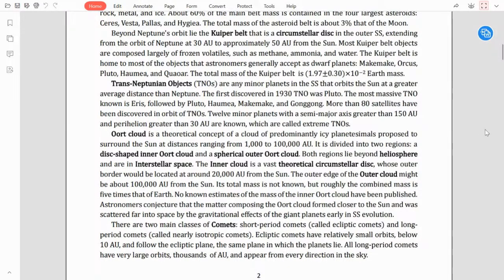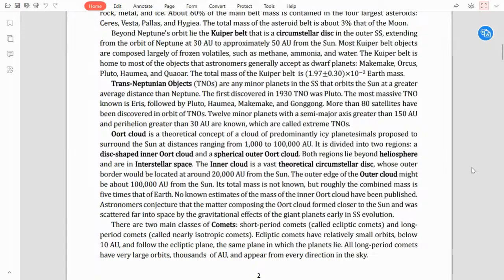The Oort cloud is a theoretical concept of a cloud of predominantly icy planetesimals proposed to surround the Sun at distances ranging from 1,000 to 100,000 astronomical units. It is divided in two regions: a disk-shaped inner Oort cloud and a spherical outer Oort cloud. Both regions lie beyond the heliosphere and are in interstellar space.